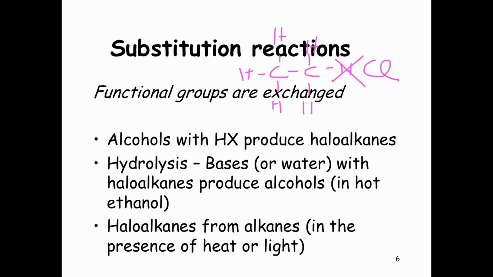Alcohols with a hydrohalogen, in other words HCl or HF or HBr or HI, produce a haloalkane. There's a process known as hydrolysis where bases or water with a haloalkane will make an alcohol, and haloalkanes will form alkanes. So what you might notice is that many of these things are probably quite reversible again.